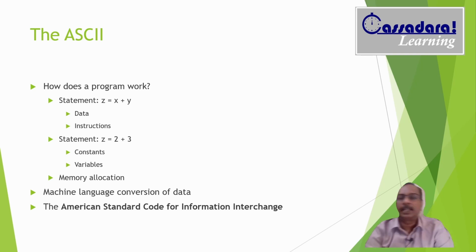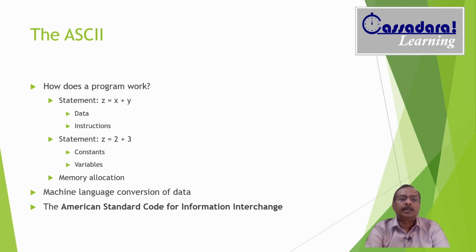Okay, before getting into ASCII, we have to understand how a program works, right? So from the statement here, z equal to x plus y, which is a program statement or general mathematical statement in a higher level language, like how we do. So what we are trying to do here is add two values, x and y, and then store it in z, right?